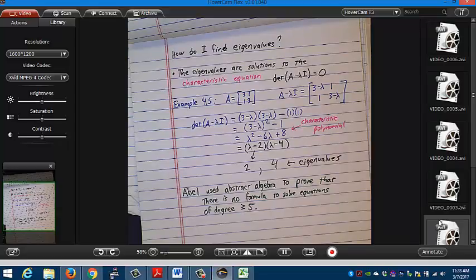You guys in Calc 1 studied something called Newton's method. Or even in this class, we did the Gauss-Seidel stuff. So you can approximate eigenvalues. And that's more what's done.